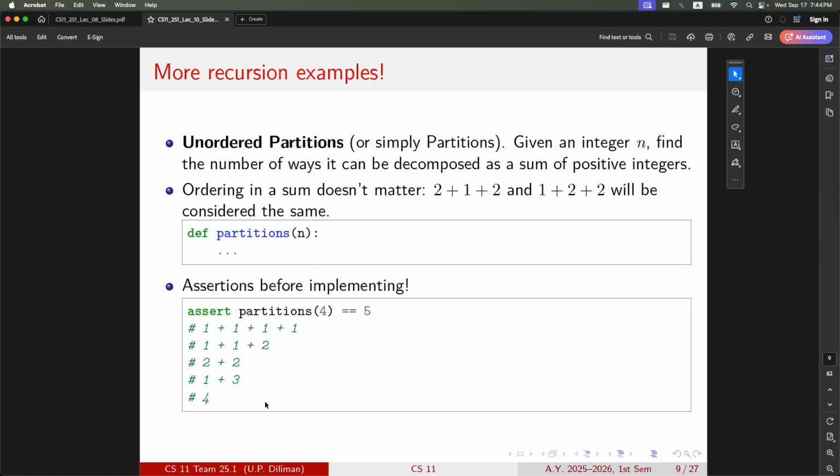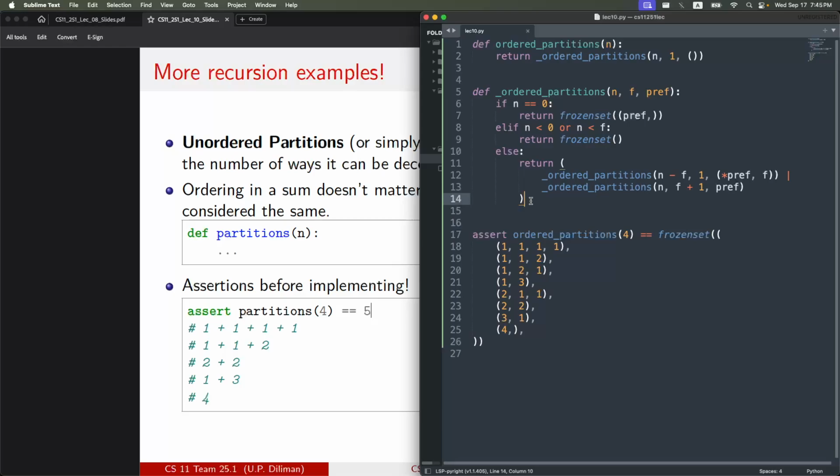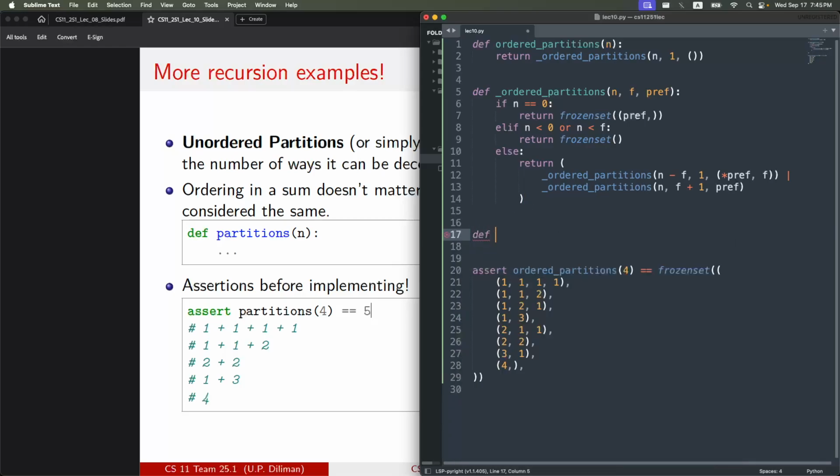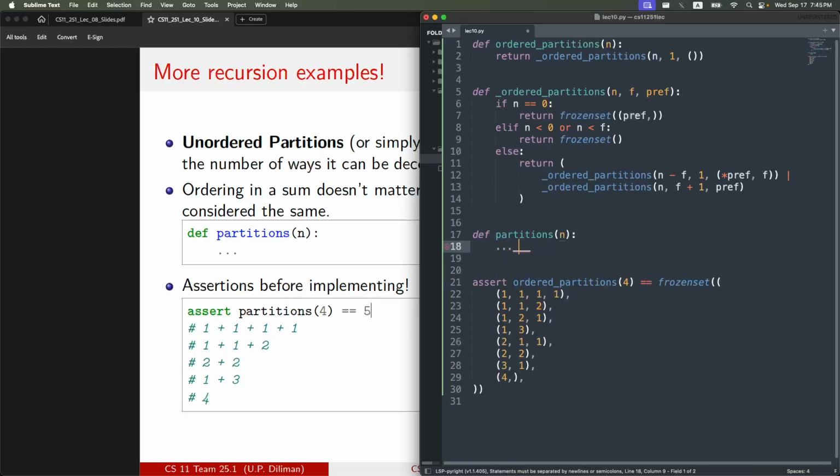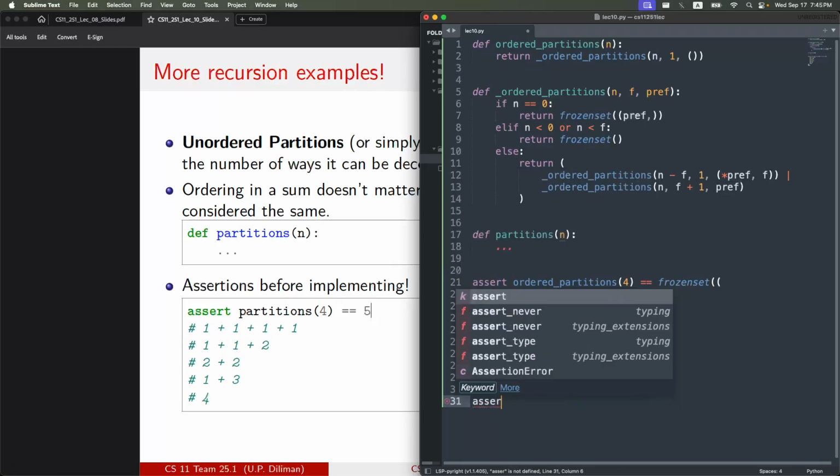Here's an example, and we have assertions here. So reordering the elements does not matter. For example, here 1 plus 1 plus 2 is the same partition as 2 plus 1 plus 1. So we assert that partitions 4 is equal to 5. Let's do that. And you can see the valid partitions on the bottom.